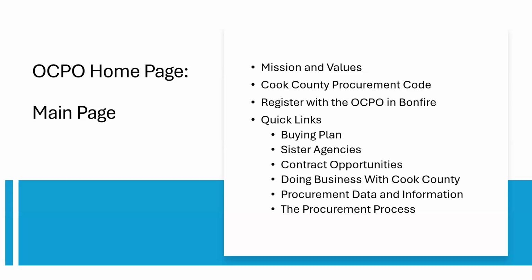And then the quick link section is what we're going to be focusing on for the sake of this session. It goes over the buying plan, a list of our sister agencies and links to their procurement sites, where to find our current contract opportunities, and again, the Doing Business with Cook County, procurement data and information, and then the general procurement process. There's a ton of information on all of these pages, and we will dive down to each. But the home page is where you can find the links to all of our separate pages. Just wanted to make sure that that's clear.